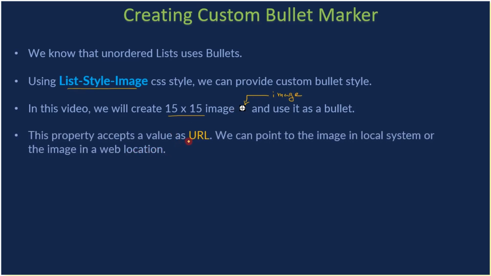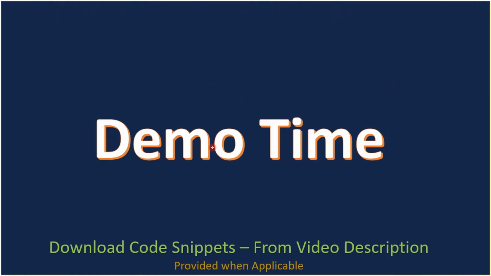This property accepts a value as URL. We used images multiple times, and this time also we are using an image, but with the property list-style-image. So whenever a property asks for an image, we can use the URL and provide a path for our local image or an image from the internet. Now let's go to the demo.